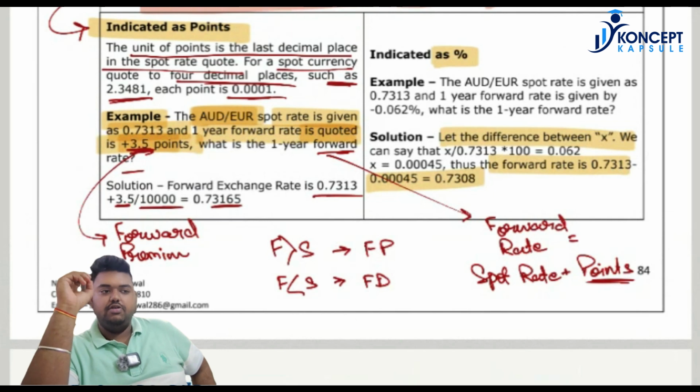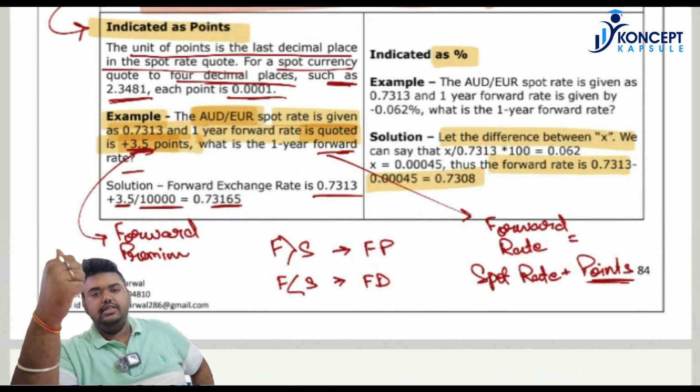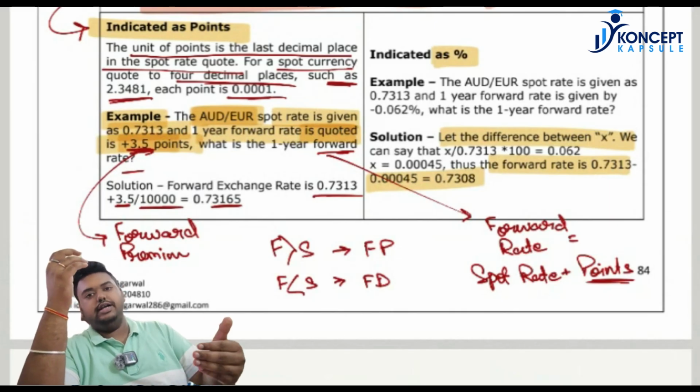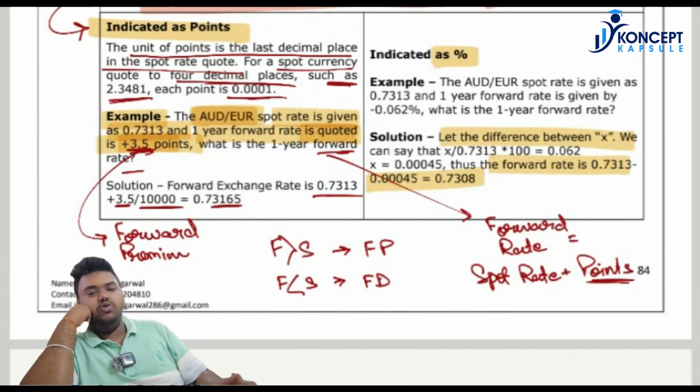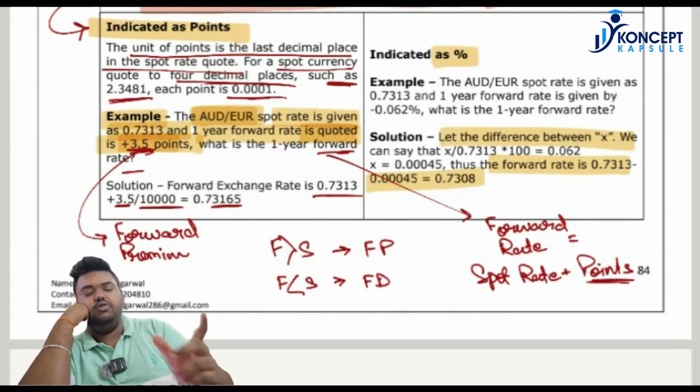So in this topic, we have understood first about the cross rate, then the spot rate, then the forward rate, then we have seen the interest rate parity theorem, then how we quote a forward rate in the market, and then how we convert a spot rate into a forward rate using the points.